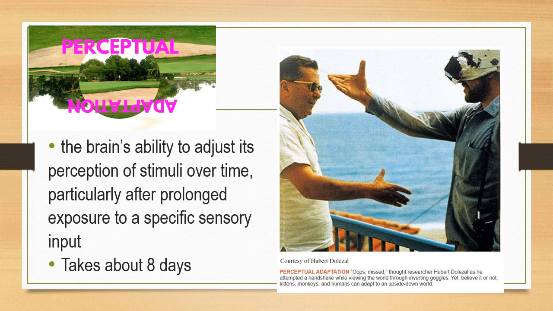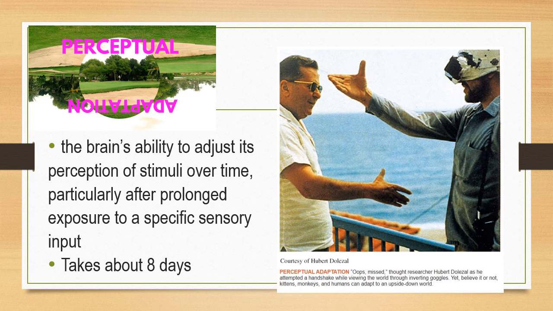Perceptual adaptation is the brain's ability to adjust its perception of stimuli over time. The best way to talk about this is the perception goggles, which we are all going to have a chance to try on. So, after prolonged exposure to different sensory input, our brains will actually adapt.